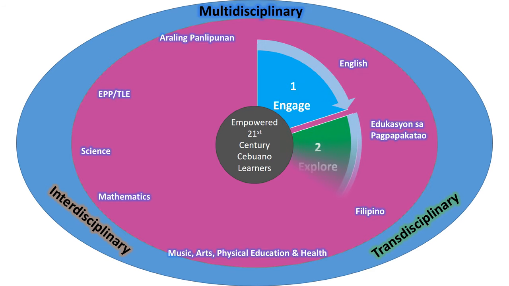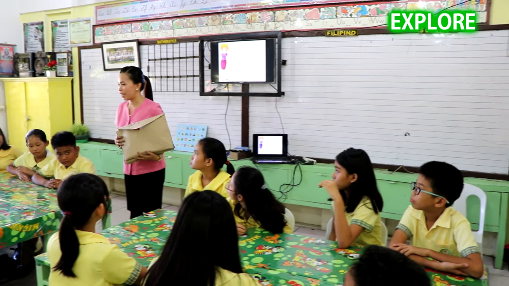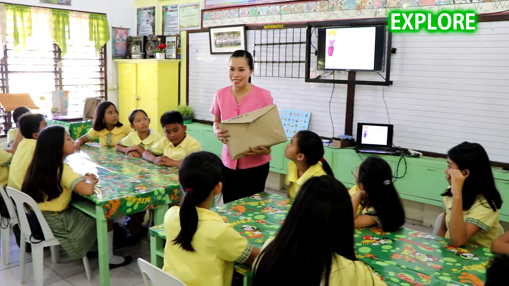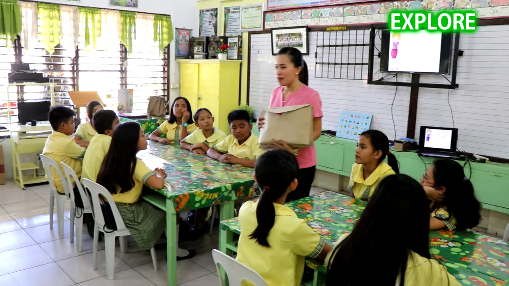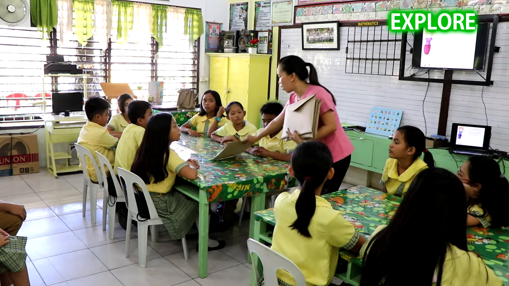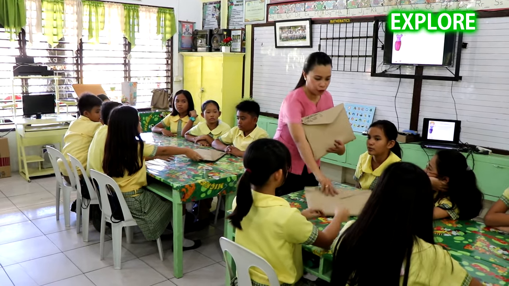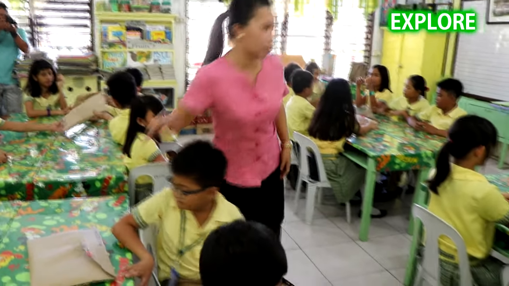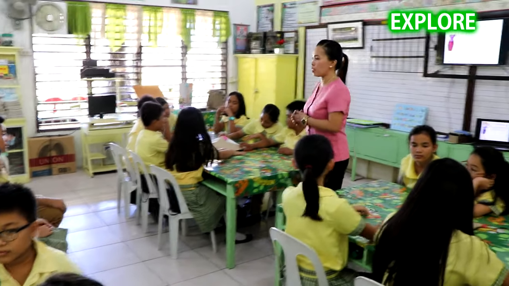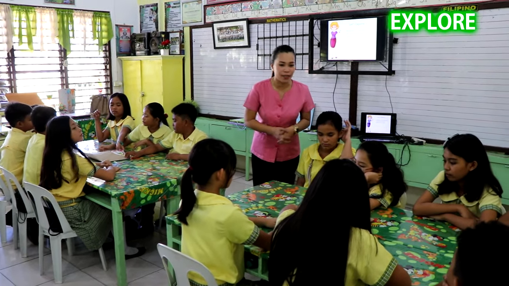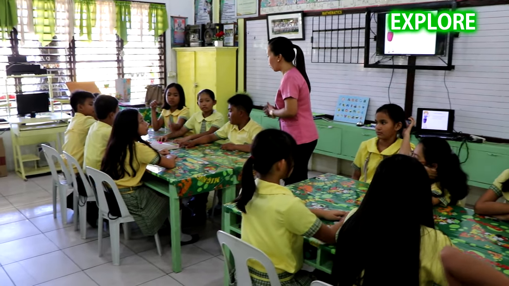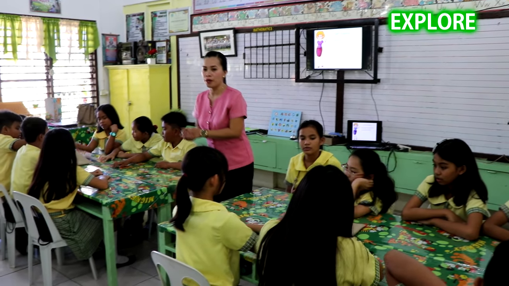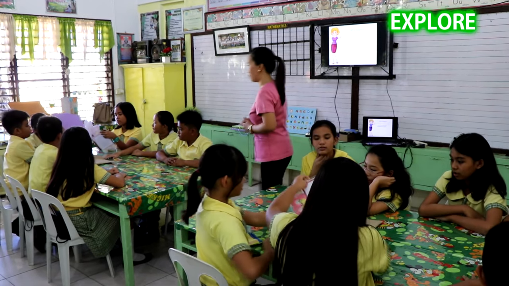Explore. Okay, children, this time, let us get to know more about the places that we have in our game. This time, I will be giving you activity cards. That's for group one, group two, group three, and group four. Inside your envelopes, you have activity cards. You read the activity cards and answer the questions found on the table. Okay? You are given 15 minutes to do the activity. Let's start.